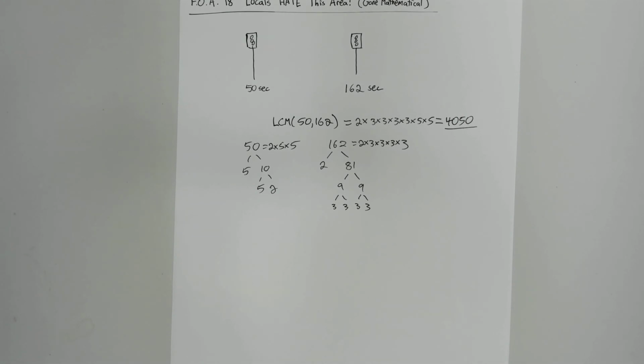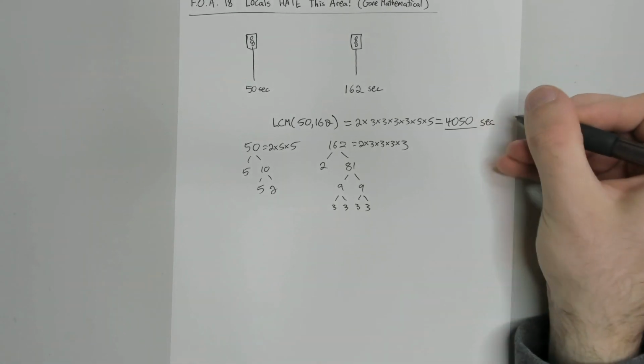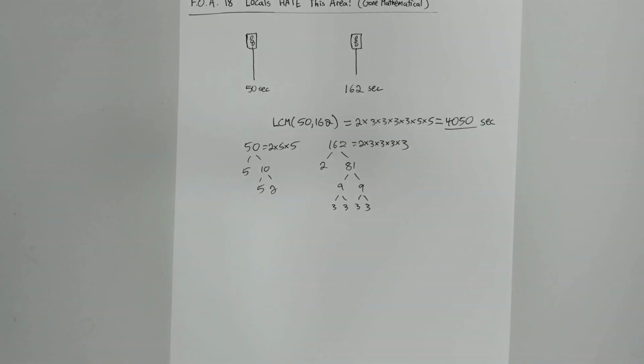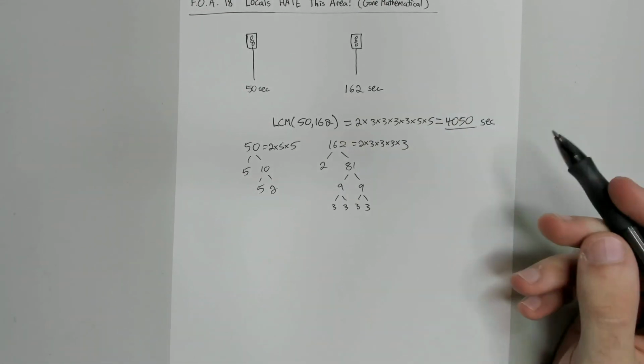So that's a really big lowest common multiple. So these aren't going to sync up very often. Only every 4050 seconds, these two lights are going to synchronize. So that's the idea, right? It's pretty much the same as the last video. We have two different timers and we just find their lowest common multiple.